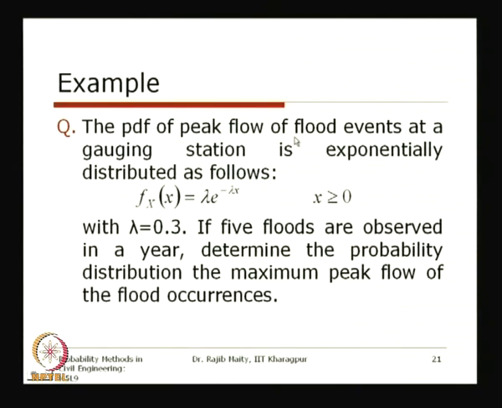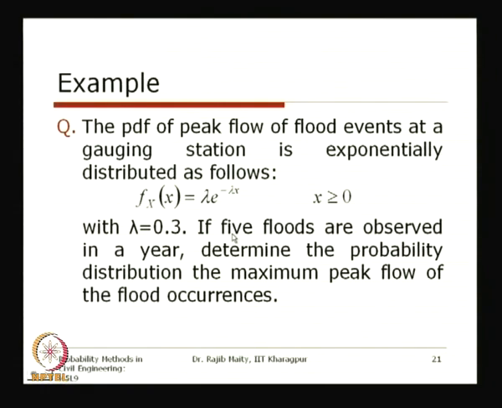The PDF of the peak flow of the flood events at a gauging station is exponentially distributed as follows: f_X(x) = λe^(-λx), where x is greater than or equal to 0, with the λ parameter as 0.3. Now, if there are n flood events, here we have taken 5 flood events. If 5 floods are observed in a year, determine the probability distribution of the maximum peak flow of the flood occurrences.